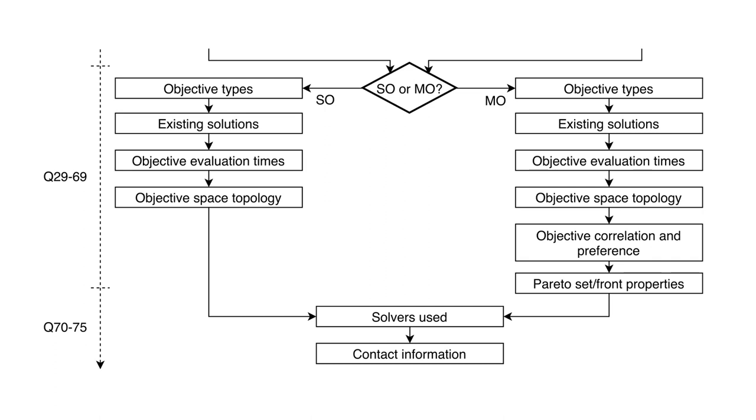And for multi-objective problems, there are some additional questions about possible correlations or preferences among objectives, and whether there are any known properties of the Pareto front and Pareto set. Is the Pareto front concave or convex, for instance? Finally, we have some concluding questions about which solvers have been used so far, and the option to provide contact information if you like.